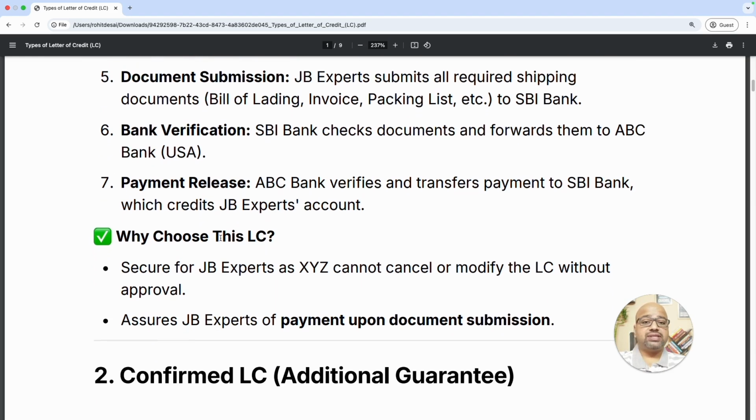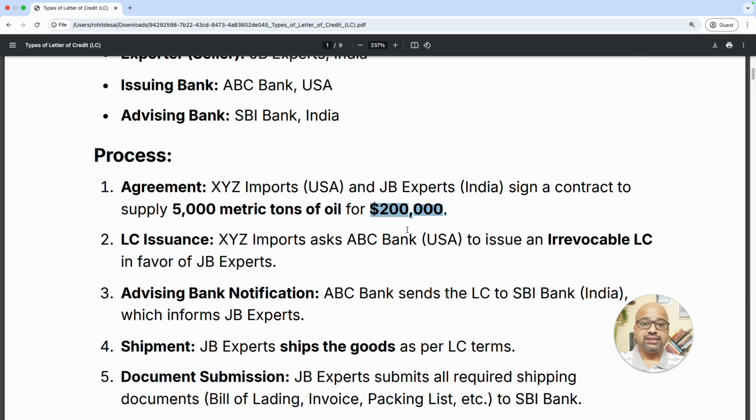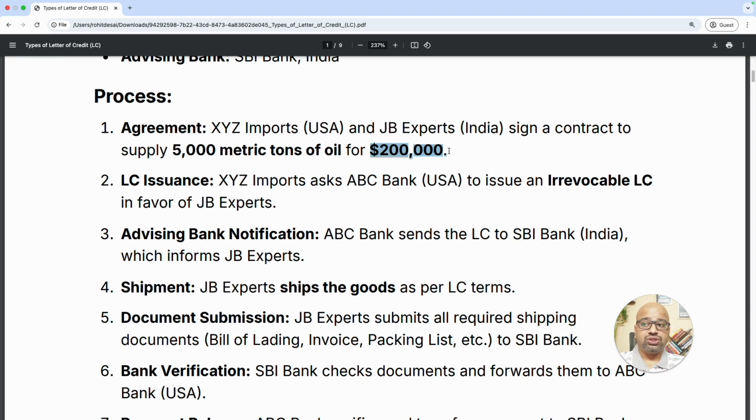Why choose this LC, which is irrevocable LC? Basically, you cannot cancel or modify it. That's the main advantage. I don't want to compromise on my pricing. If the buyer wants to pay me less, like, okay, I'll pay only $200 instead of $200,000, he can modify the LC. Then the value of that LC goes down, it's almost like peanuts, right?